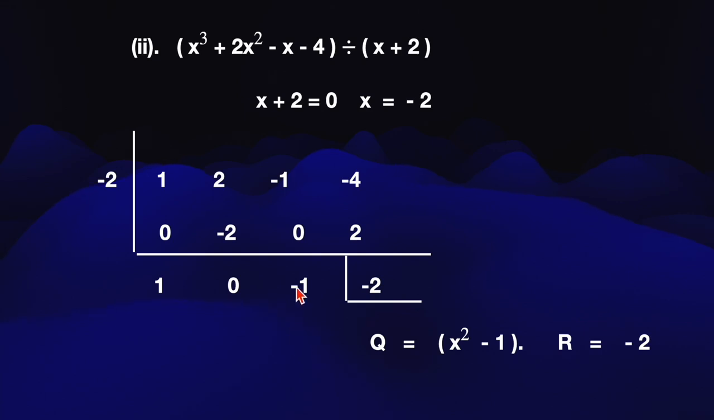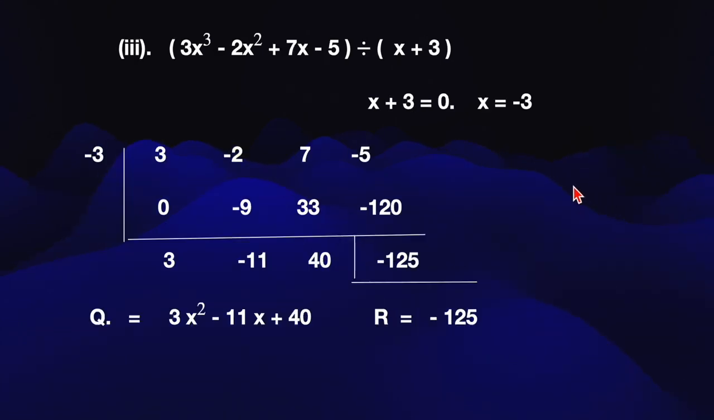This will be the constant, minus 1, and 0 into x is 0. This you have to multiply with x square. So 1 into x square is x square. So x square minus 1 is the quotient and r is equal to minus 2 is the remainder.